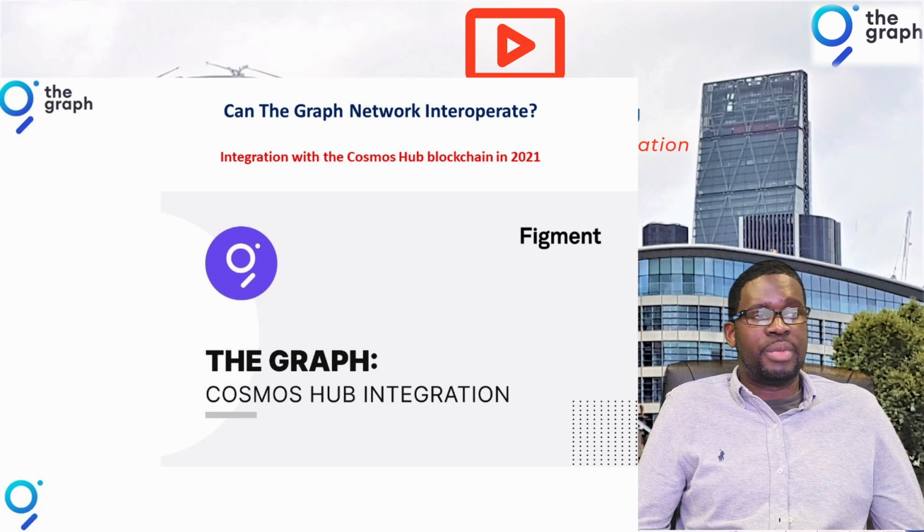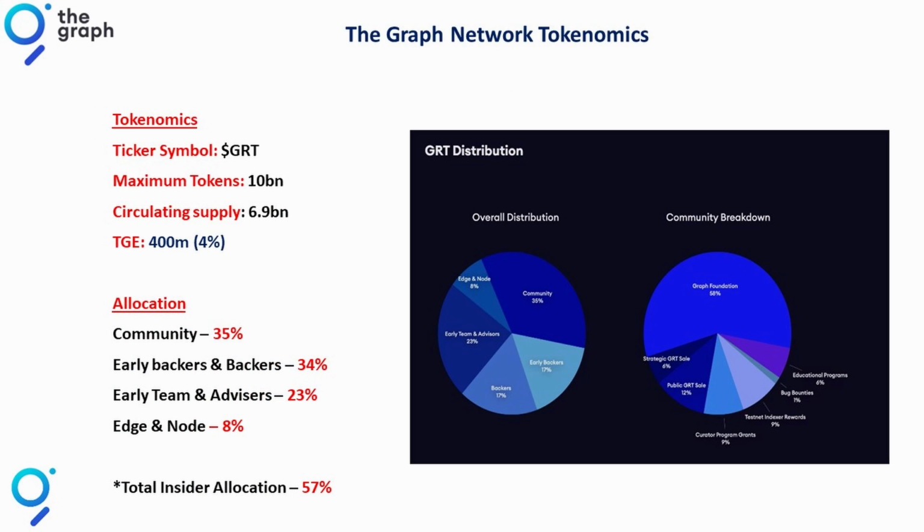Now we go on to tokenomics. Ticker symbol GRT, maximum tokens 10 billion. Circulating supply at the point of doing this video, we've got 6.9 billion. Then tokens issued at project launch or genesis, 400 million or 4%. Then token allocation. Community 35%.